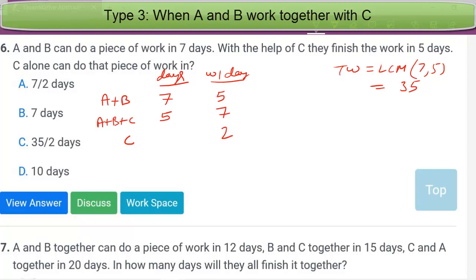So the question is, C alone can do the piece of work. So the number of days C will take will be the total work 35 divided by the work per day by C, which is 2. So 35 by 2, that means option C.